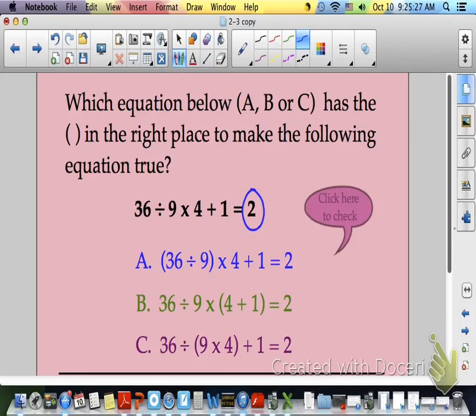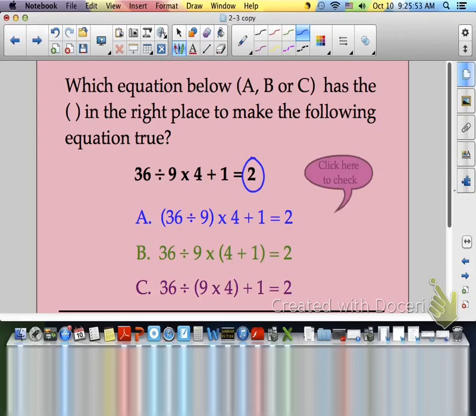I think you have to put them around the 4 and the... Wait, the 9 and the 4. So you're choosing C as your answer? Yeah. Okay. Anyone who has a different opinion? Do you all agree with Landon? Yes. Okay, let's try. Can I try and solve it? You want to solve it?